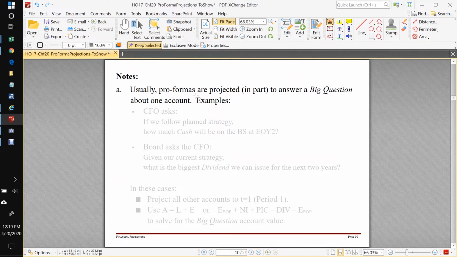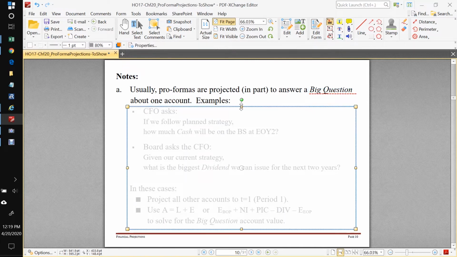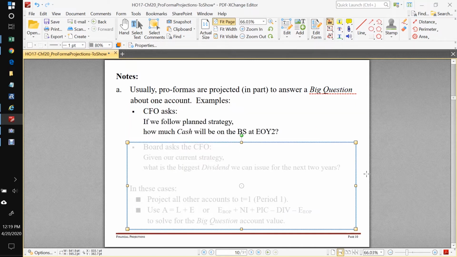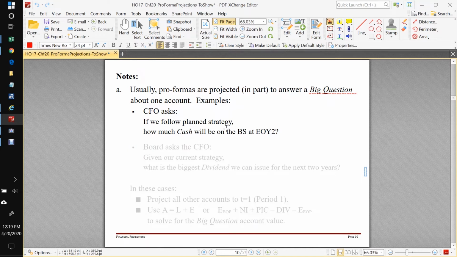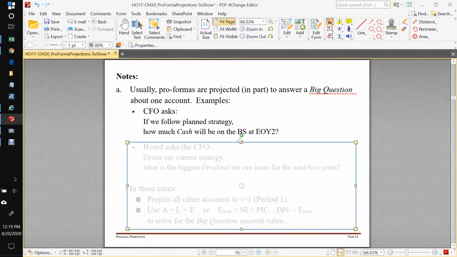So usually when we project, we're projecting, at least in part, to answer what I like to call a big question about one account. So let me show you some examples of what I mean by that. The CFO could ask us, if we follow the company's planned strategy, how much cash will we have 2 years from now? That's a big question. So that would be the key for creating all the projections in this case.